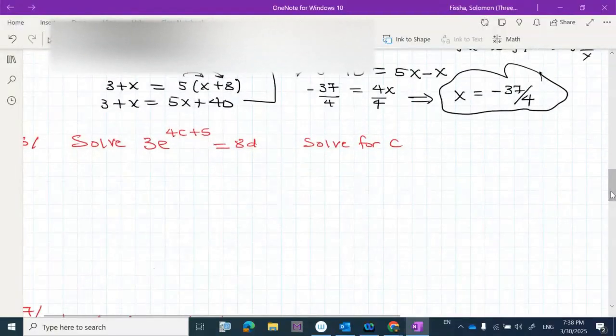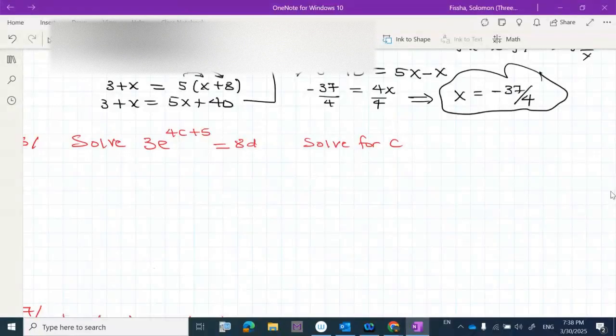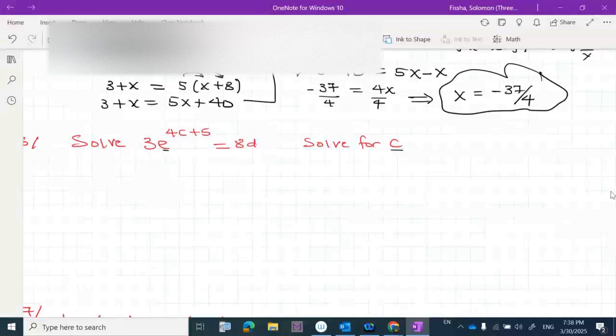This is: solve 3e to the power of 4c plus 5 equals 8d. We are going to solve for c. Remember, e is here now. What I have to do first is eliminate the 3 by dividing both sides by 3, because I don't need this 3 here. I'm going to solve for c.